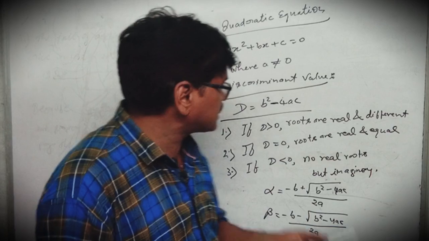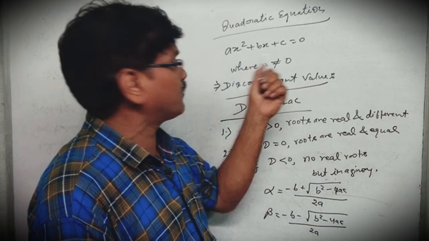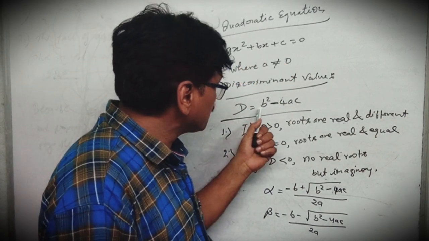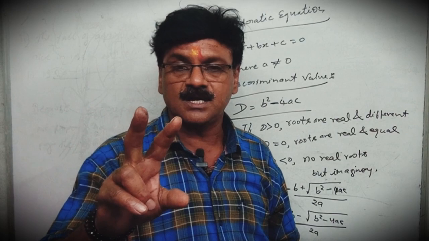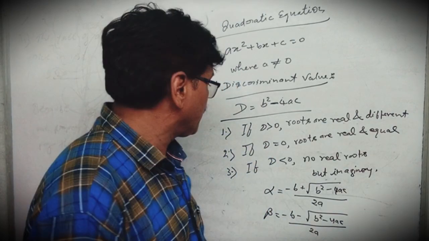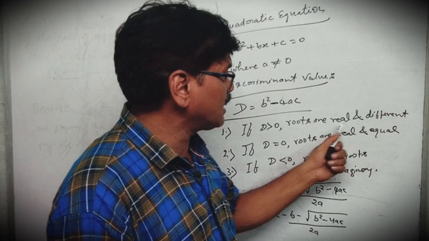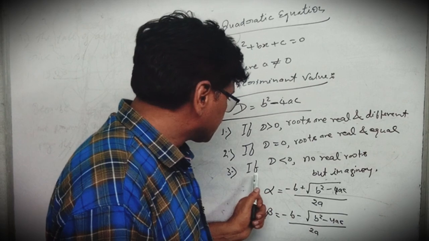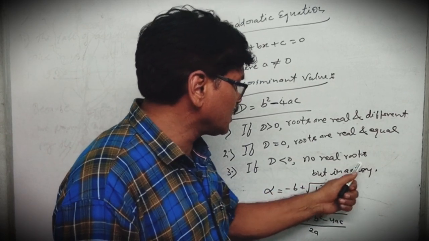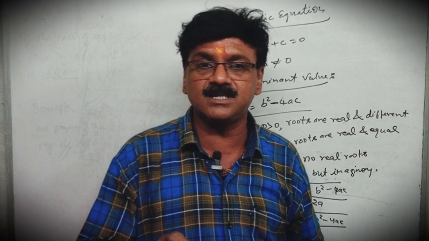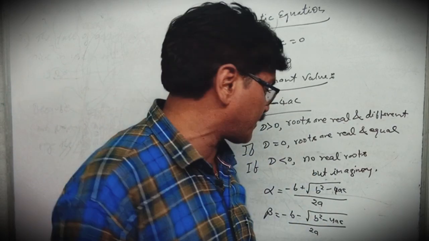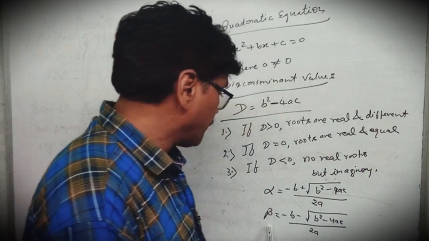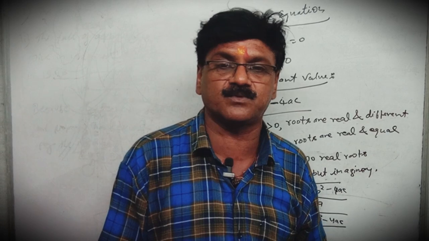What is the discriminant? The discriminant is the relation of the coefficients of the quadratic equation. What are the coefficients? a, b, and c are the coefficients here. So D is equal to b square minus 4ac. If D is greater than 0, roots are real and different. If D is equal to 0, roots are real and equal. If D is smaller than 0, no real roots but imaginary, and those imaginary roots are calculated with the help of the Sridharacharya formula. Alpha is equal to minus b plus under root b square minus 4ac upon 2a, and beta is equal to minus b minus under root b square minus 4ac upon 2a.